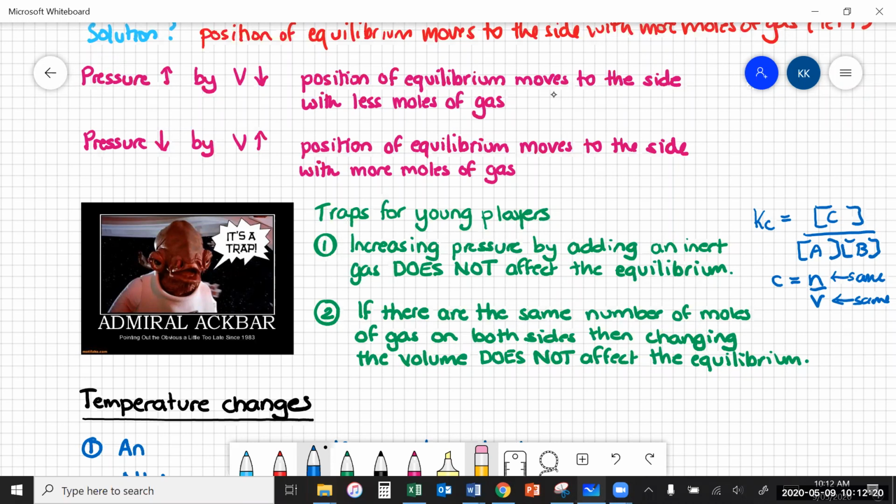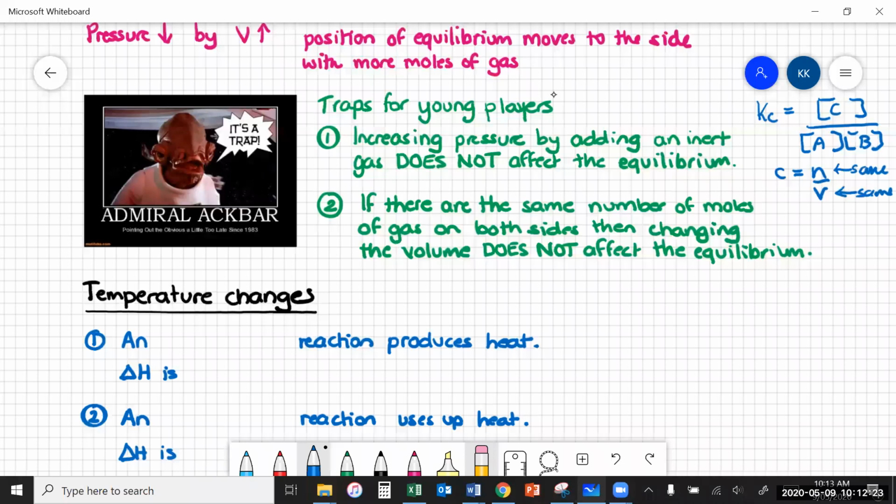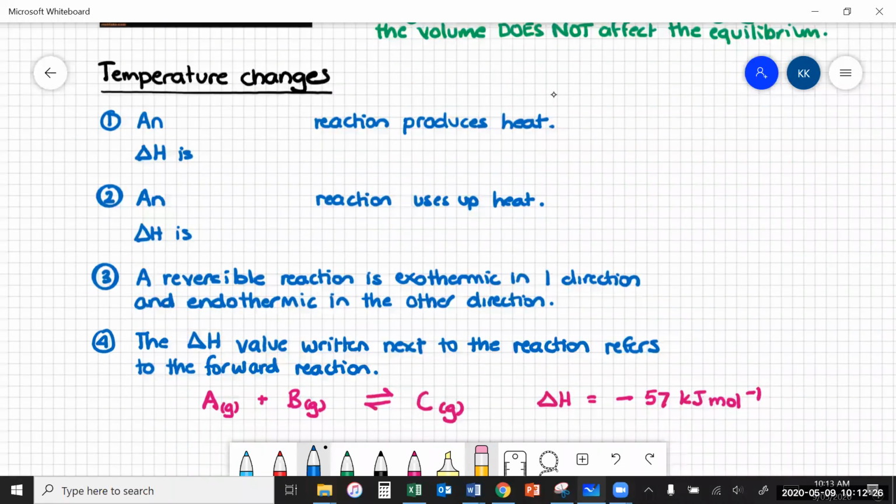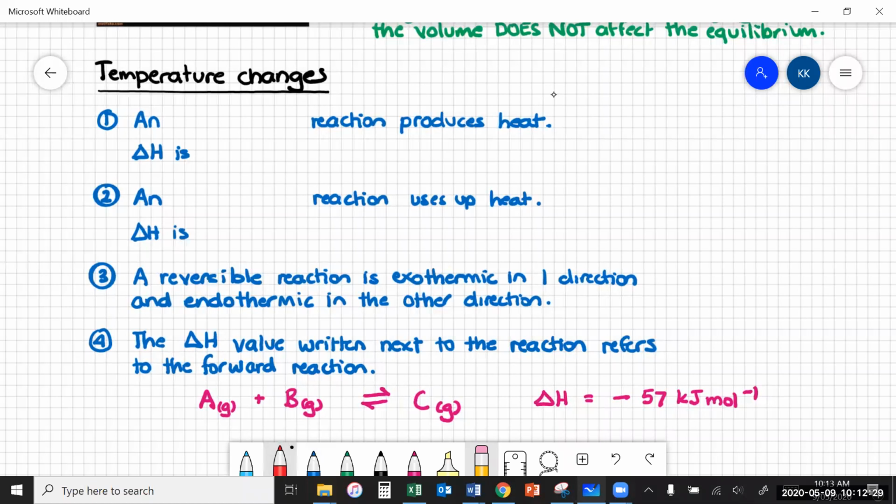Let's move on to temperature changes. Again, we've done some work on temperature changes or energy changes in chemical reactions. And we know that there's one type of reaction that produces heat, and there's the opposite type of reaction that takes up heat, it uses up heat. Can you remember what they were called? That's right, an exothermic reaction is the one that produces heat, and an endothermic reaction is the one that uses up heat.